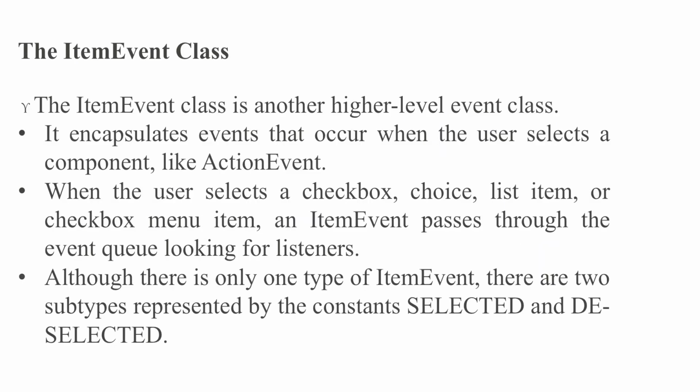Next is the item event class. This is again another higher level input class. It wraps all the events that occur when a user selects a component, like an action event. Whenever a user selects a checkbox, choice list item, menu item, or checkable menu item, an item event passes through the event queue looking for a listener. There is only one type of item event, with two subtypes, which we call selected or deselected.